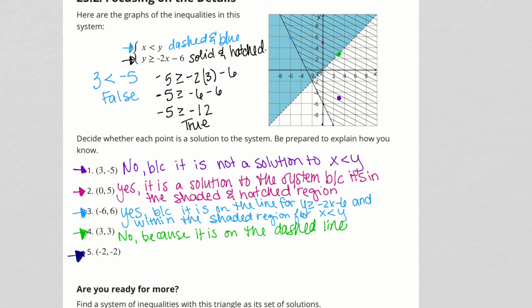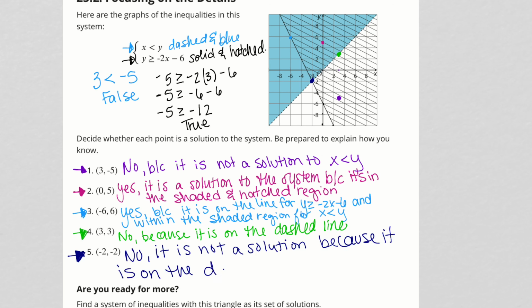Okay, negative 2, negative 2. It's the same thing as number 4 because it's on the dashed line. I'm going to say no. I'm going to write this one out a little bit more because I have more space. It is not a solution because it is on the dashed line for x is less than y. All right.